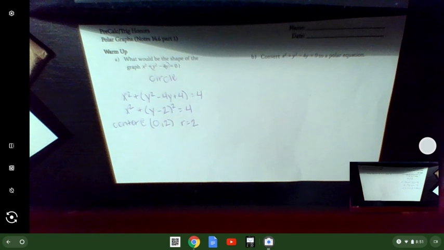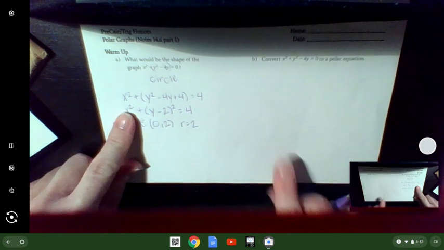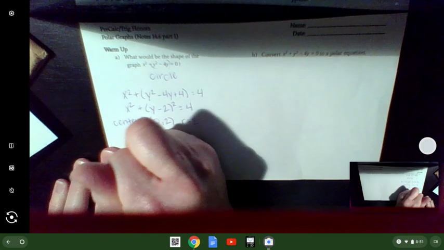y still not by itself. So again, if I want to put this in a calculator, I've got to get y by itself. Well, to do that, I would have to subtract x squared to the other side.